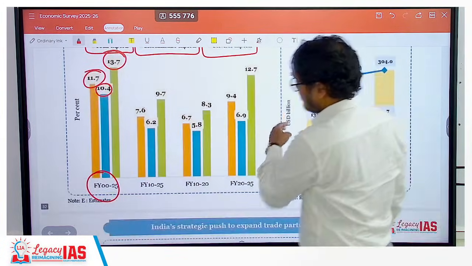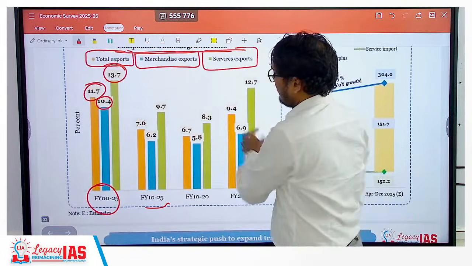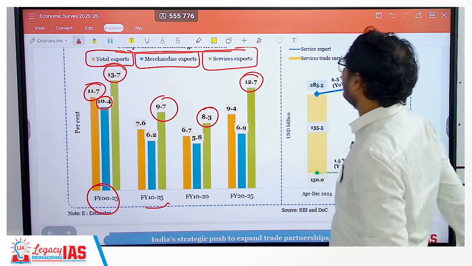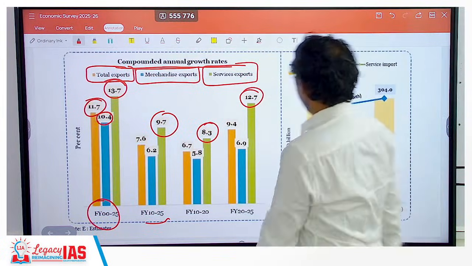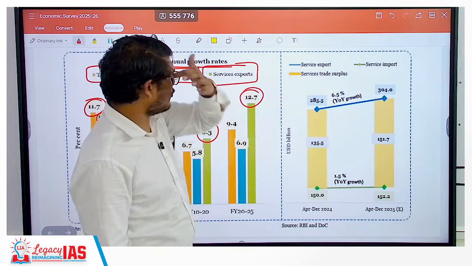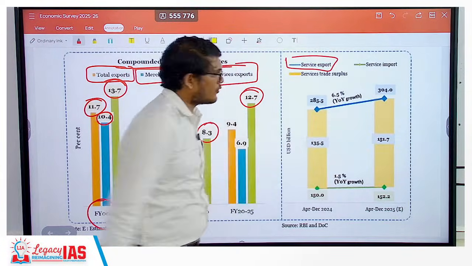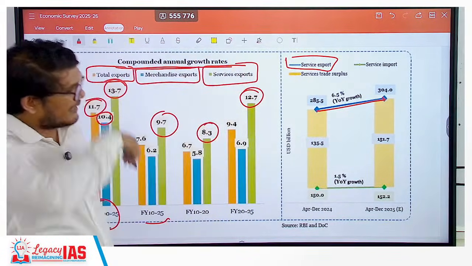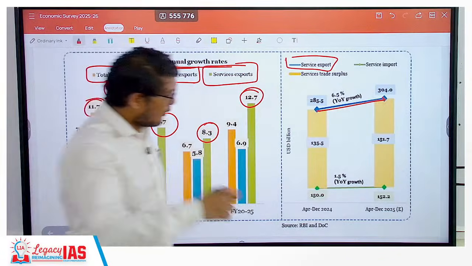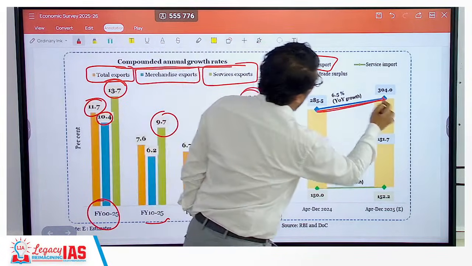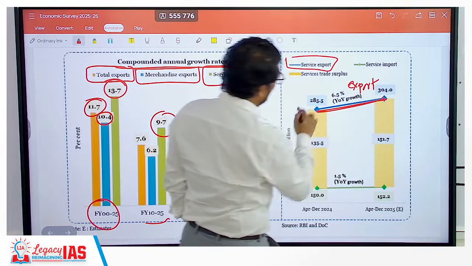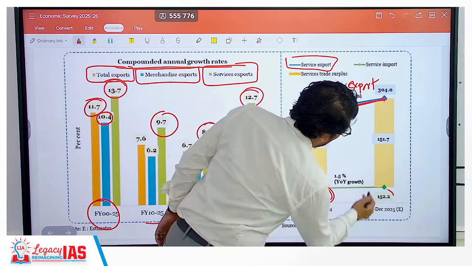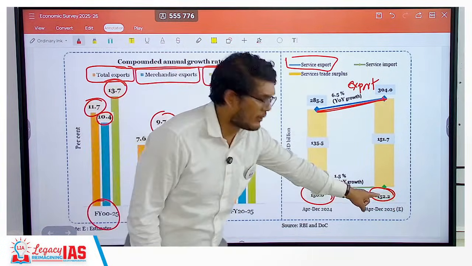Then if you look at 10 to 25, again, it's the service sector that is driving our growth rate, here also, and here also. Same is the case if you look at service sector exports. There is 6.5% year-on-year growth of service sector imports. Whereas if you look at service sector exports, the export is growing and is so high, whereas the import of services is so less. From 150 it's going to increase to 152.2.